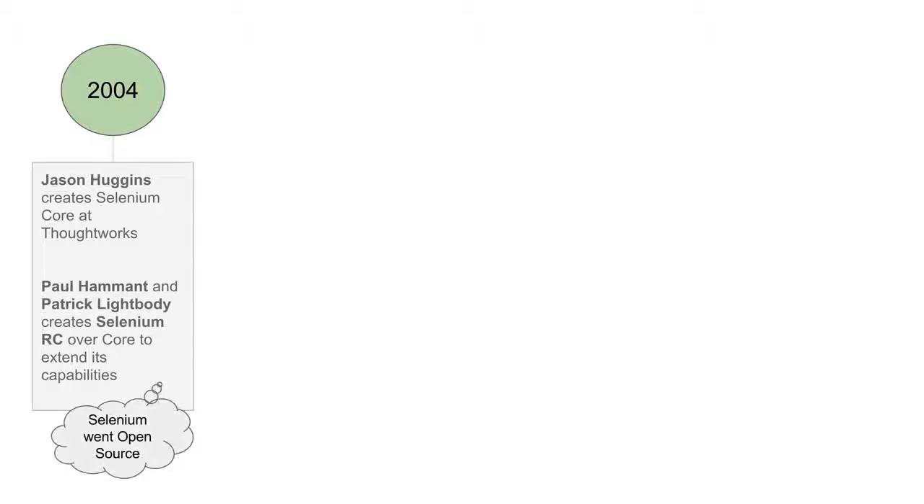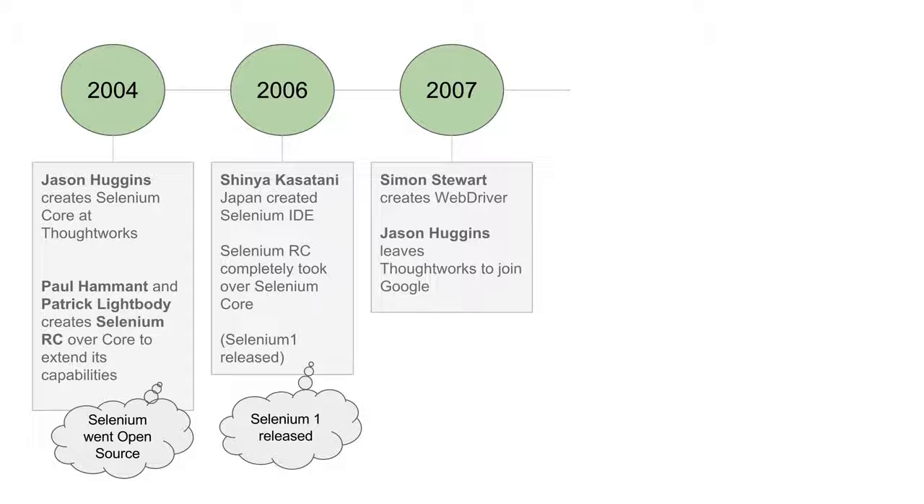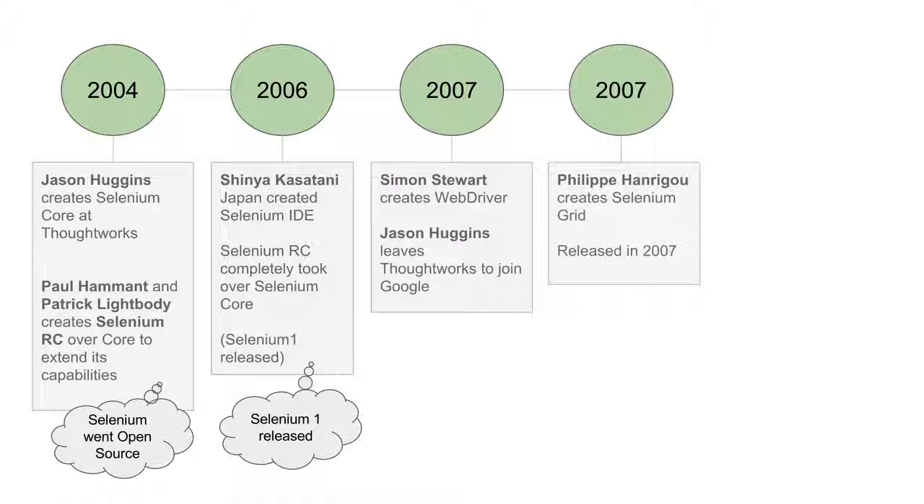So if we look at the history of Selenium, in 2004 we had Jason Huggins creating Selenium at ThoughtWorks, and Paul Hammond and Patrick Lightbody working on Selenium RC, and Selenium went open source during the end of 2004. Then in 2006 we had Selenium IDE being developed by Shinya Kasatani, and also Selenium 1 got released. In 2007, we had Simon Stewart creating WebDriver, and also Jason Huggins left ThoughtWorks to join Google. In 2007, we also had the birth of Selenium Grid.